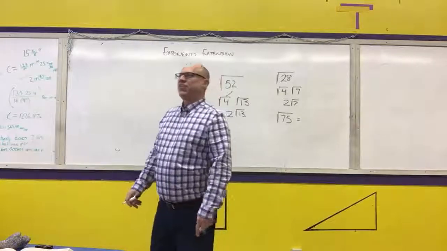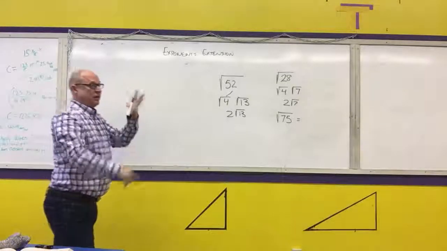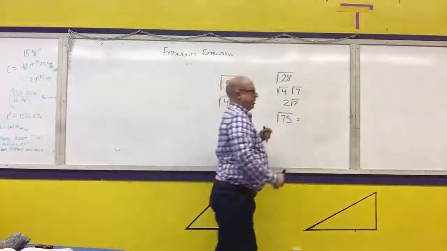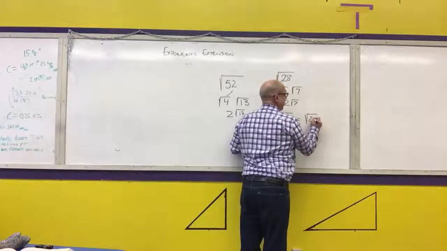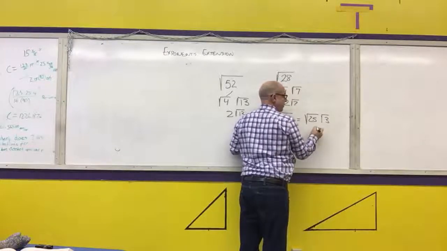Perfect square that goes into 75. 5? 5's not a perfect square. What's 5 squared? 25. That's what I'm asking for. I'm not asking for 5, I'm asking for the perfect square that goes into this. I'm looking for 4s, 9s, 16s, and 25s. Oh, 25 goes into here. So it's the square root of 25 times the square root of 3. What's the square root of 25? 5.